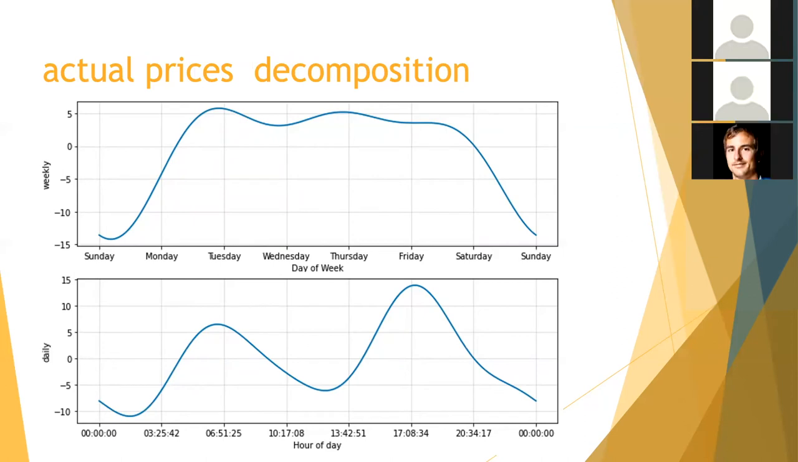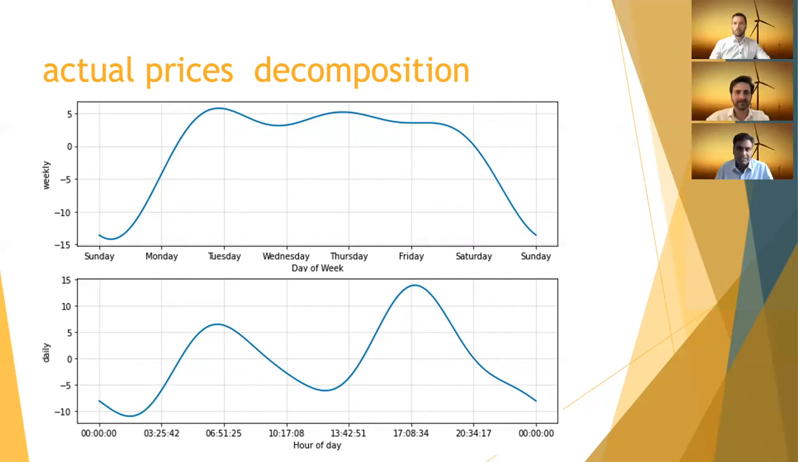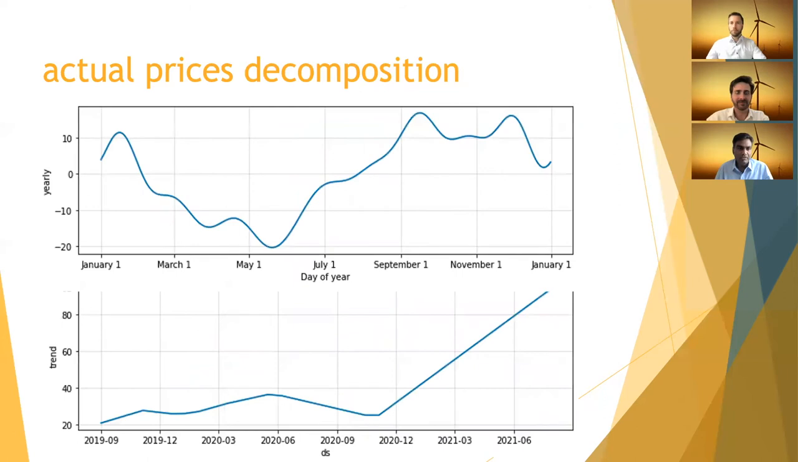If you see the daily seasonality, in the mornings and the afternoons the prices are going up, and in the midday it's down. If you see the yearly seasonality, in the summer it is going down, and in the winter and the springtime it is going up. If you see the trend from 2019 to 2021, the prices are increasing.